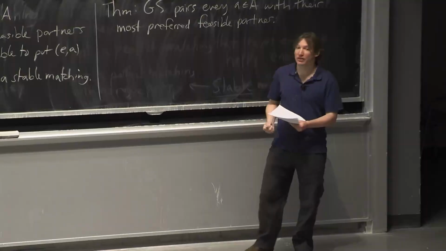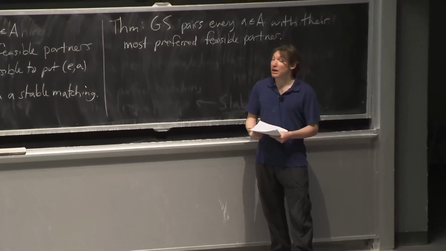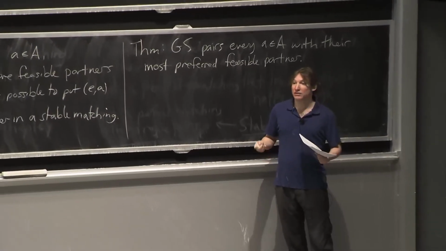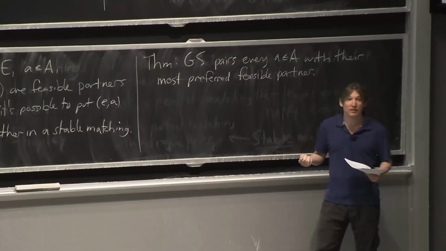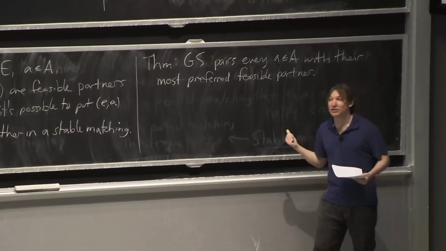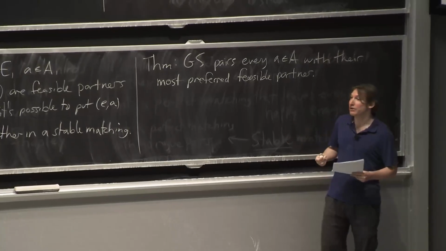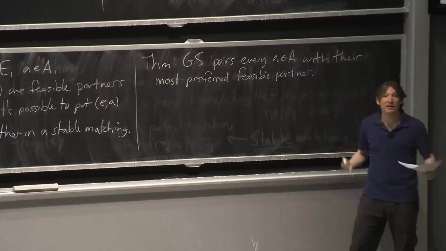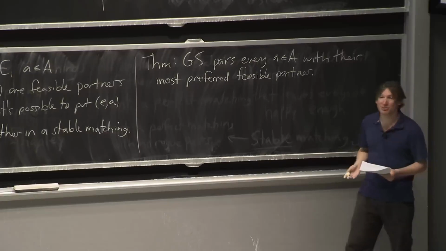There is no stable matching that pairs A with 1. There is no stable matching that pairs A with 3. A paired with 2 is the highest preference partner that A has that is feasible. And Gale-Shapley gives him that partner. So every applicant gets the best partner they could possibly get in any stable matching. I personally find this surprising.